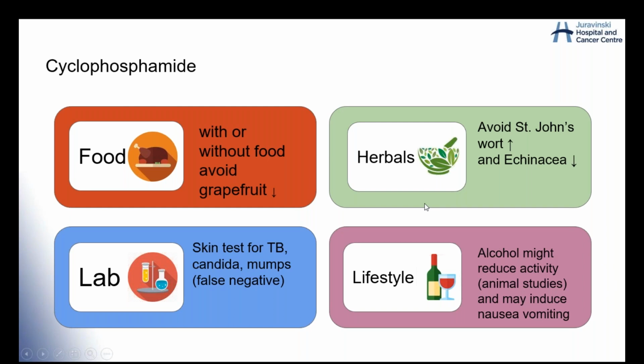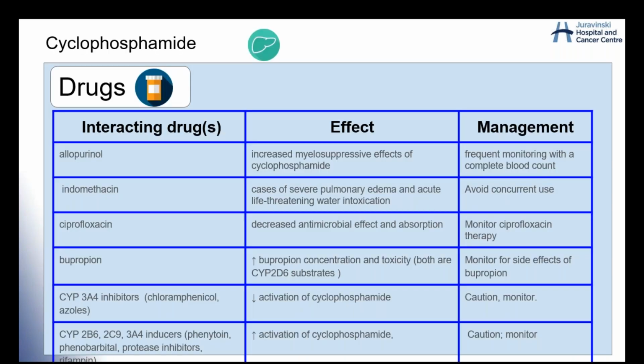Alcohol might reduce the activity of cyclophosphamide and might induce nausea and vomiting with it, so ideally it should be avoided. This is a very long list of medications that interact with cyclophosphamide. It's actually three pages, and again, I include only some of them.